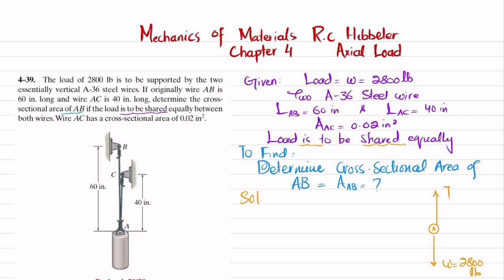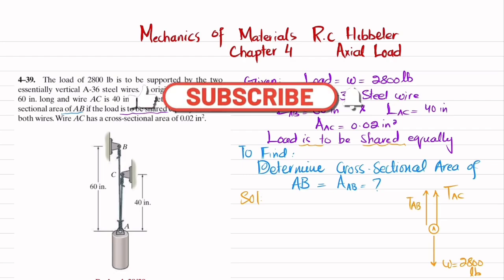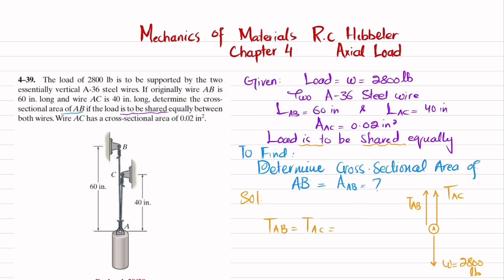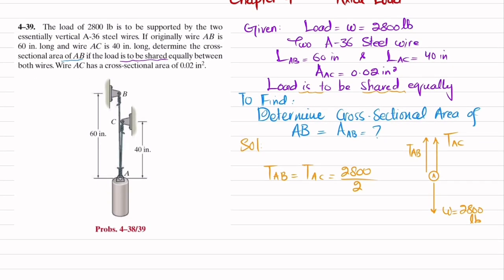The force in wire AC is TAC, and similarly the force in wire AB is TAB. Since the load is shared equally, TAB is equal to TAC, and that is equal to 2800 divided by 2. So from here you will get TAB equal to TAC equal to 1400 pounds. Now you have this load in each wire.